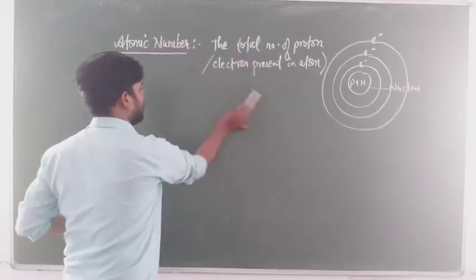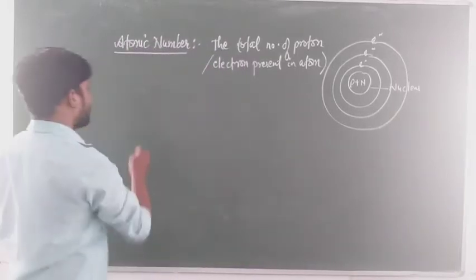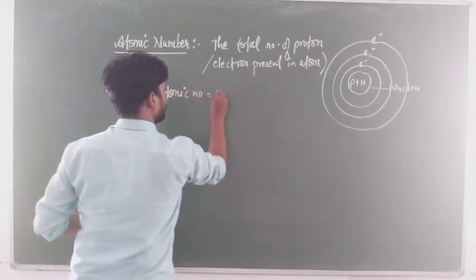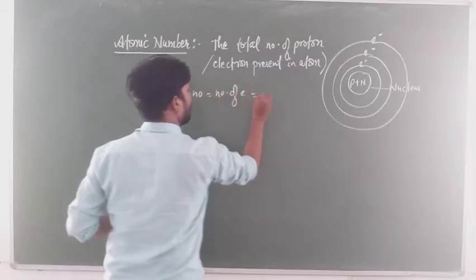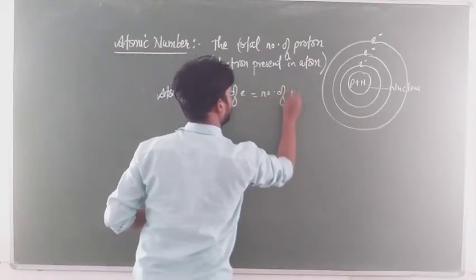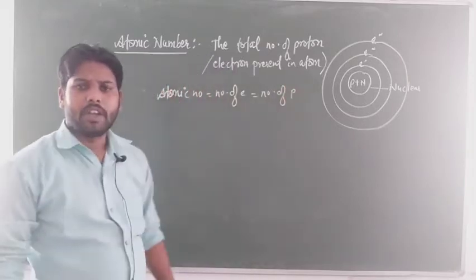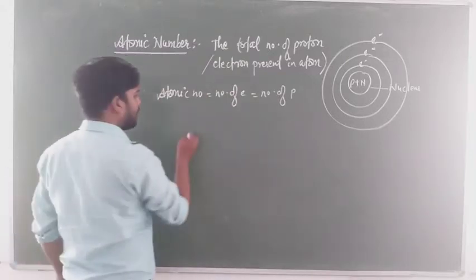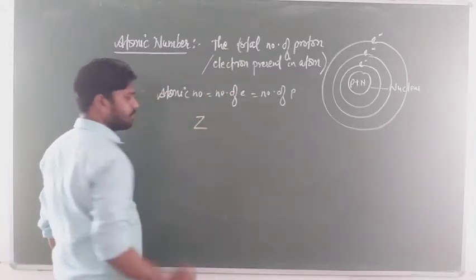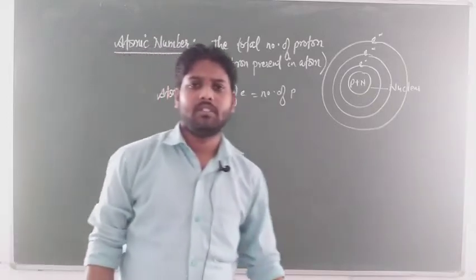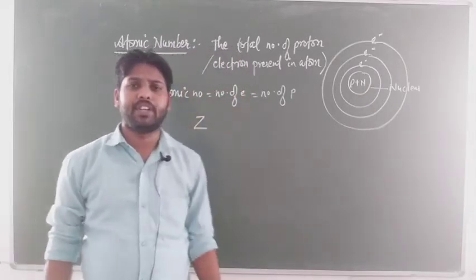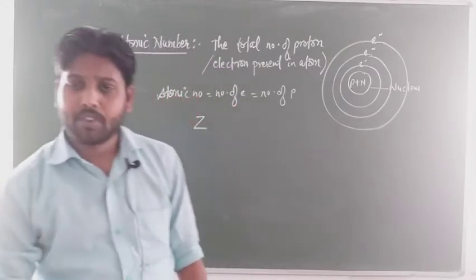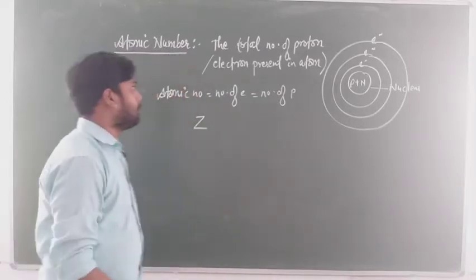Clear, students? Now we can write atomic number is equal to number of electrons or is equal to number of protons. Atomic number is always represented by the alphabet Z. This alphabet always represents the atomic number. Clear, students? Now we are going to study about mass number.